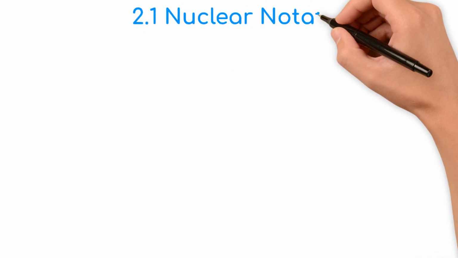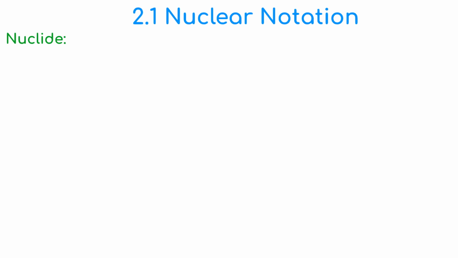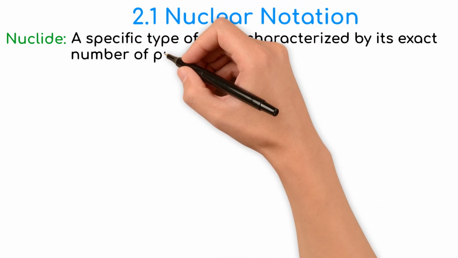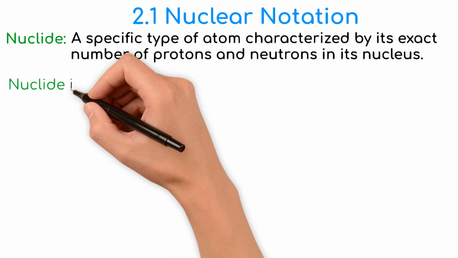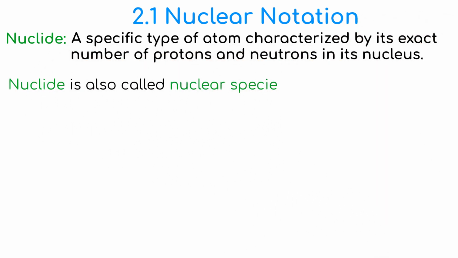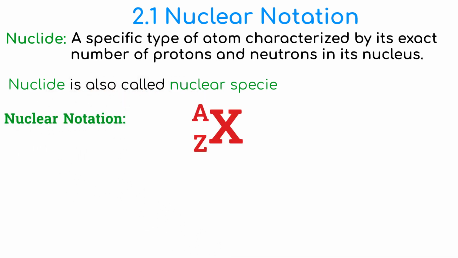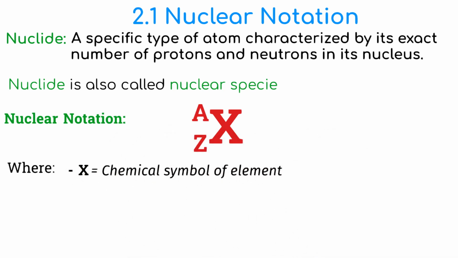Nuclide notation. We are going to start by explaining what a nuclide is. A nuclide is a specific type of atom characterized by its exact number of protons and neutrons in its nucleus. A nuclide is also known as a nuclide species, and the symbol that is used to denote a nuclide is called nuclide notation. As you can see, X there represents the chemical symbol of the element.